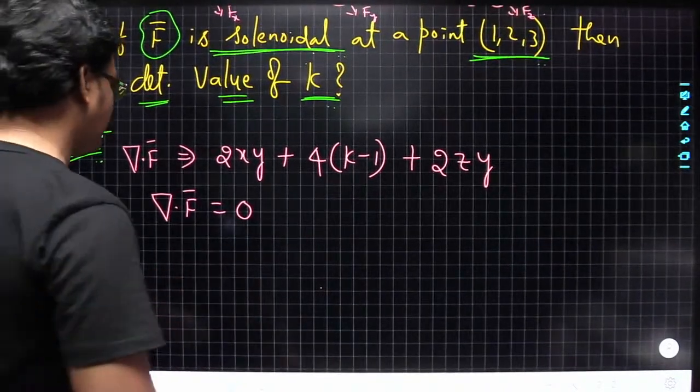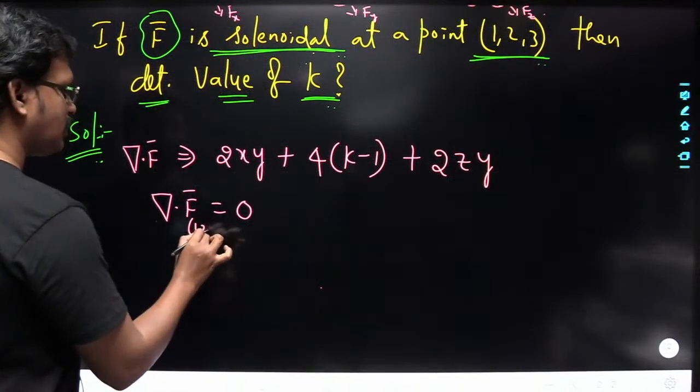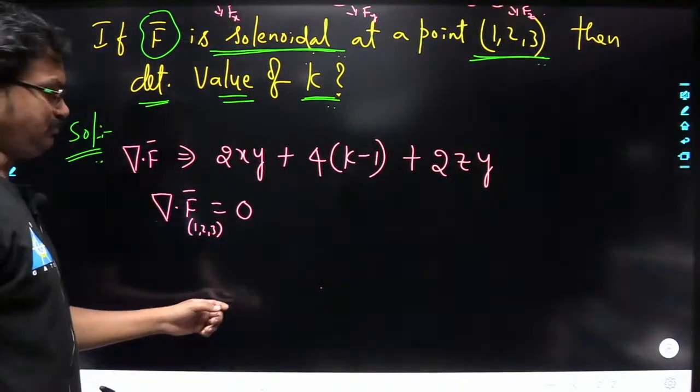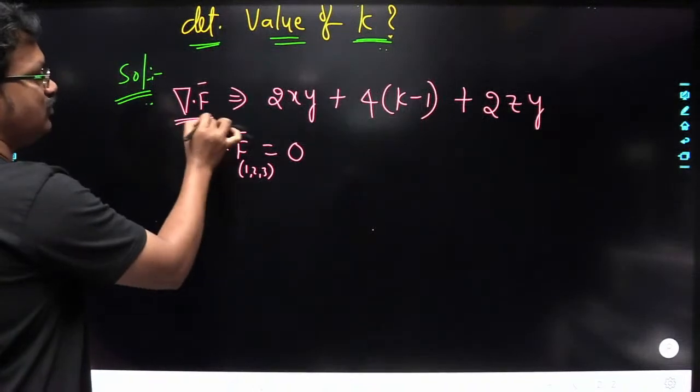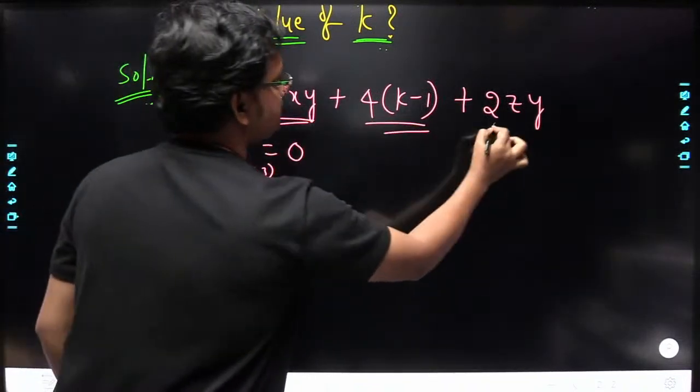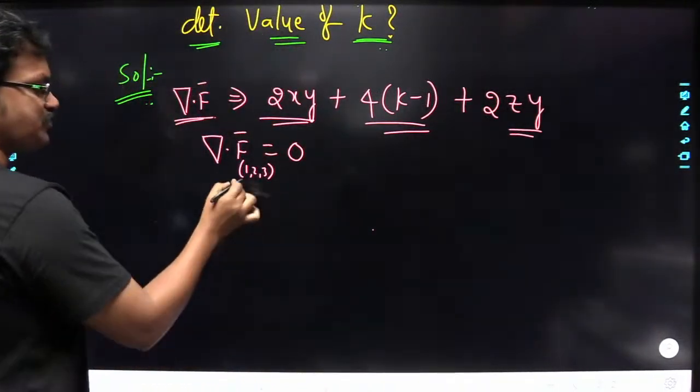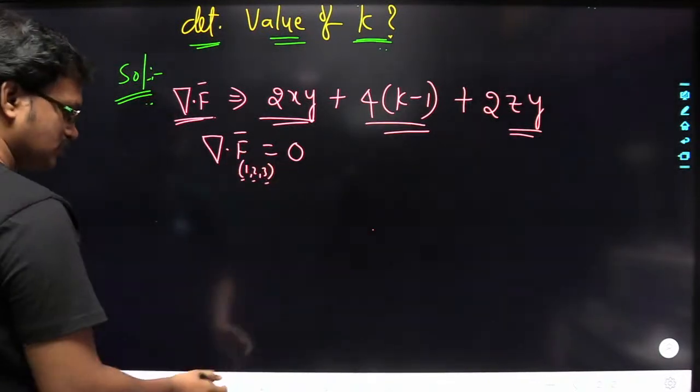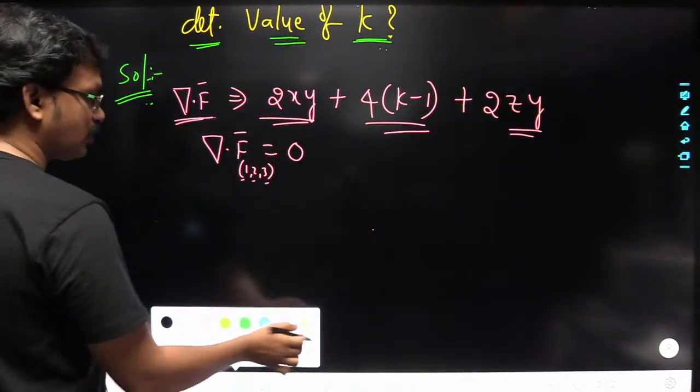Yes or no? So at what point? 1, 2, 3. So the divergence of f bar is this value, right? Now in place of x, y and z, substitute 1, 2, 3. So then what are you going to get? Tell me what you are going to get.